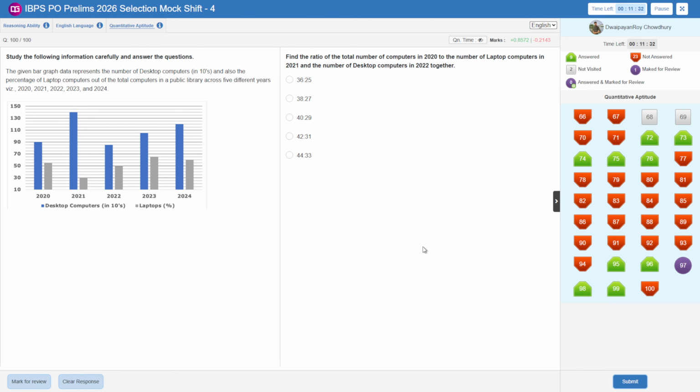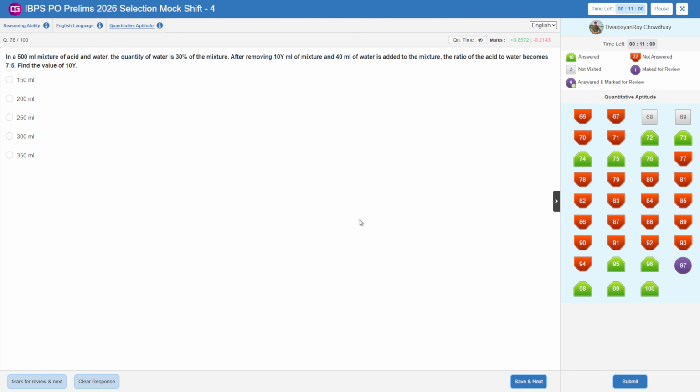The ratio of total number of computers in 20, total number of laptops, okay. Total number of computers in 2020 is going to be 2000, and total number of laptop computer and desktop. Laptop in 21 is 600, desktop in 850. So 1450, it's 200 to 145, so 40 is to 29. Then, okay.